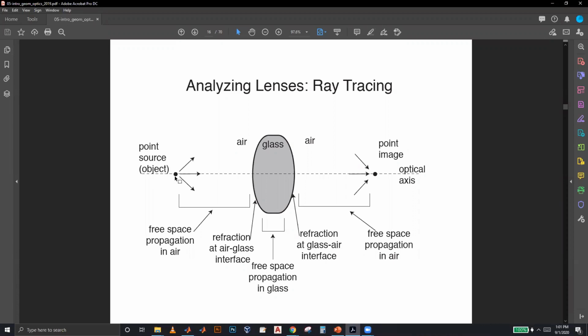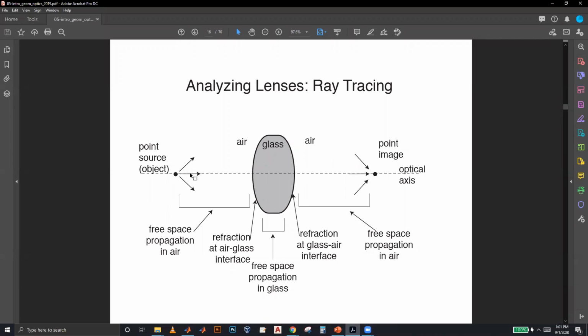We have a point source or an object, and rays of light are going out from the object, and you have a lens which is going to collect all the rays and bring them to a focus at a point, basically creating the image of the object. So we have different phenomena going on, one after the other.